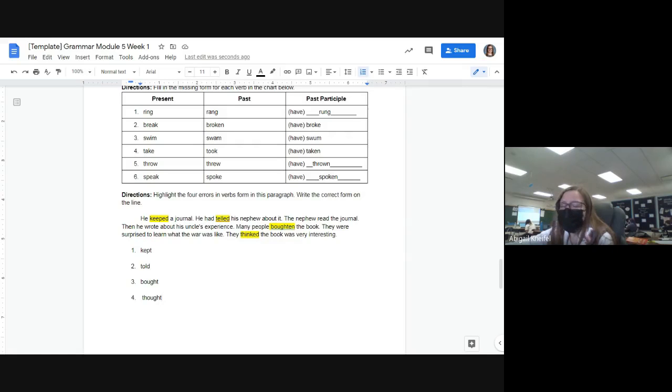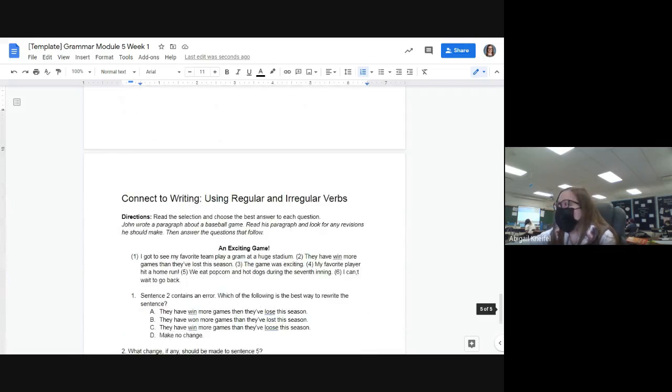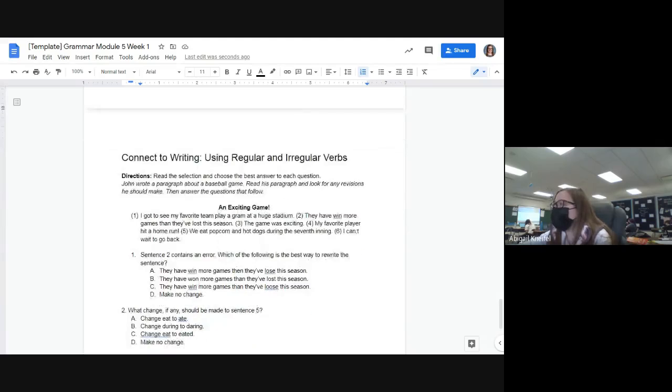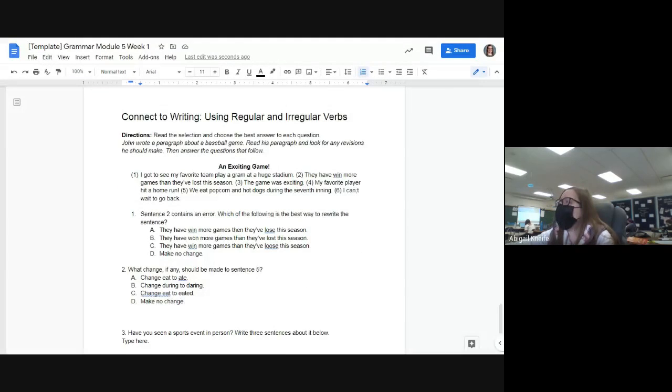Our final page is the same as always. Connect to writing. We read the paragraph. We fix it. We find out what the problem is. So we're reading about an exciting game. How nice. I got to see my favorite team play. Oh, I'm spelled wrong.